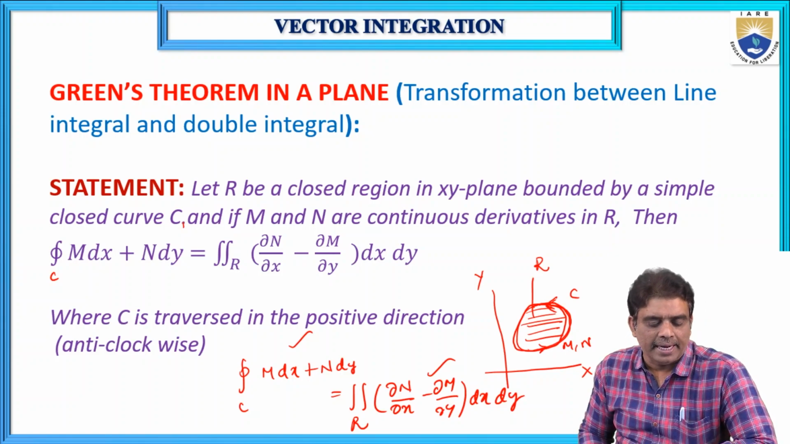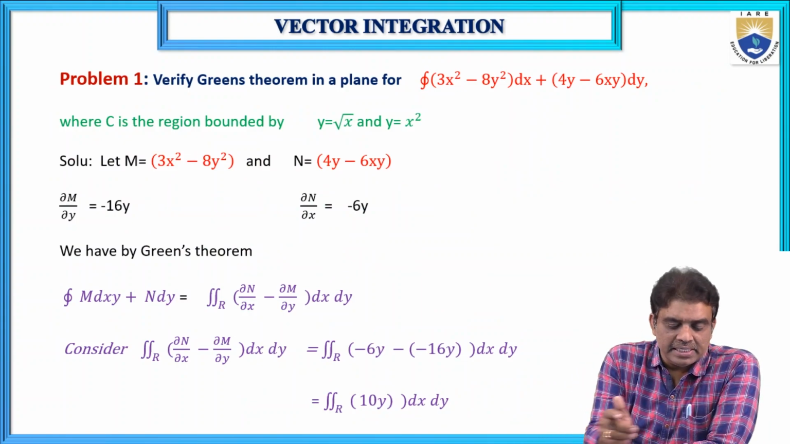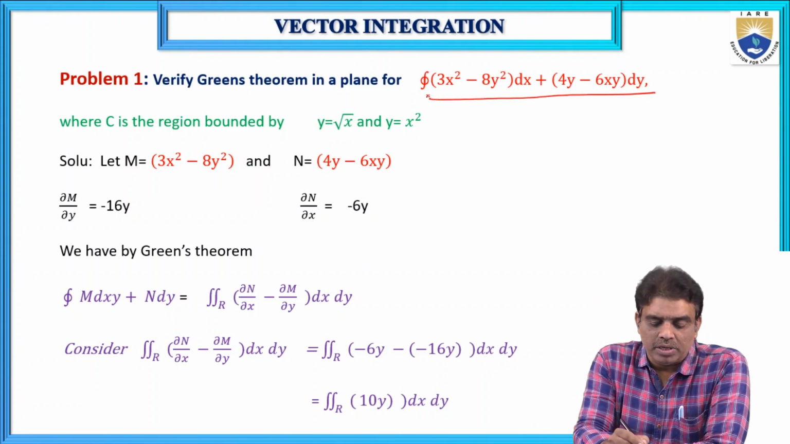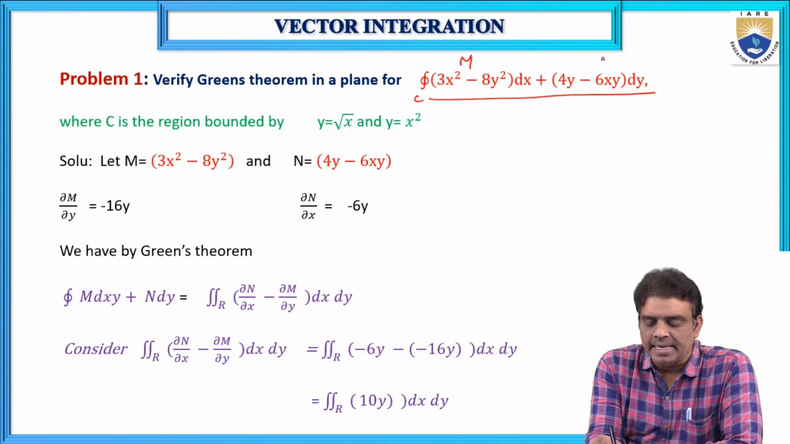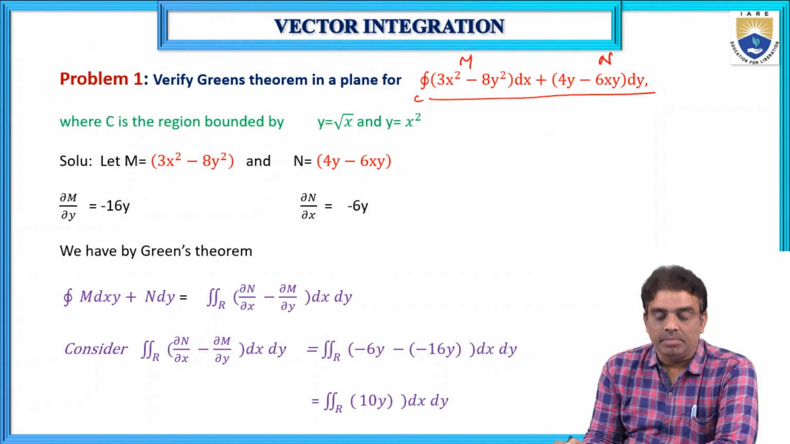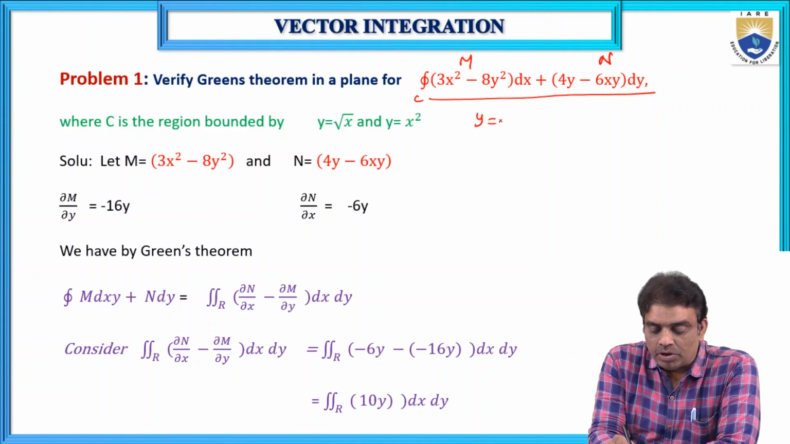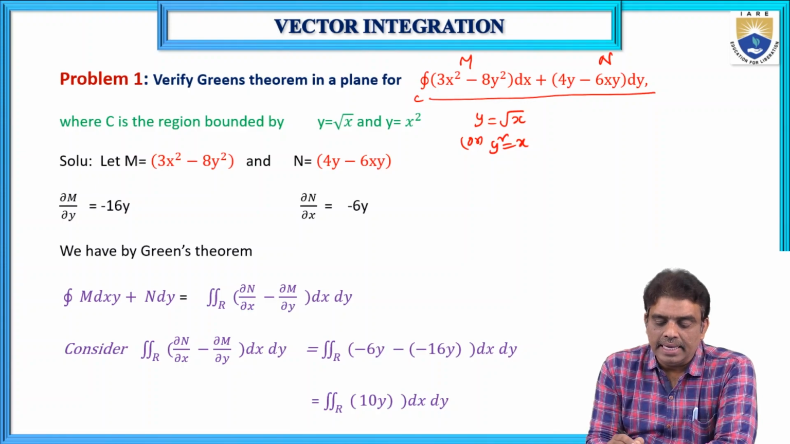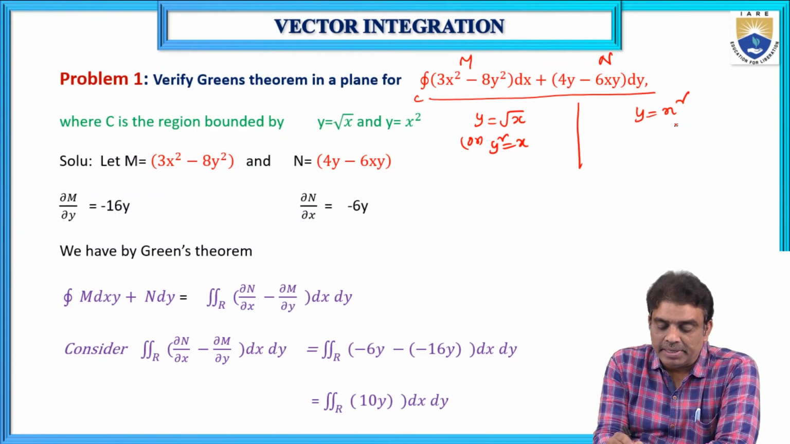So now let me explain the problem here. Verify Green's theorem in a plane. The problem is like this: verify Green's theorem in a plane, given the integral of M dx plus N dy over the closed curve C, where M and N are already given, and C is the region bounded by y is equal to root x and y is equal to x square. So what is y is equal to root x? This is y square is equal to x. It is a parabola symmetrical about the x-axis, and the other curve y is equal to x square is also a parabola symmetrical about the y-axis.